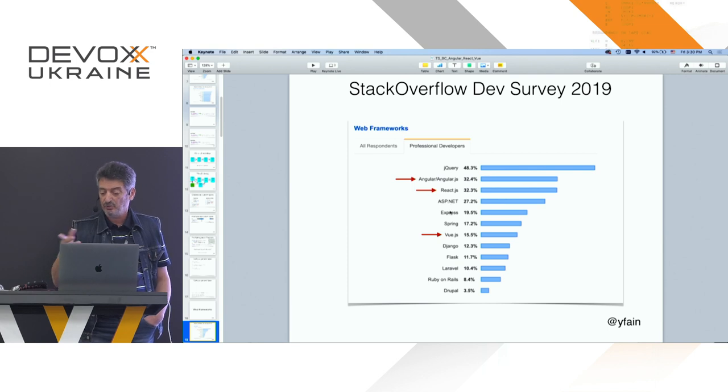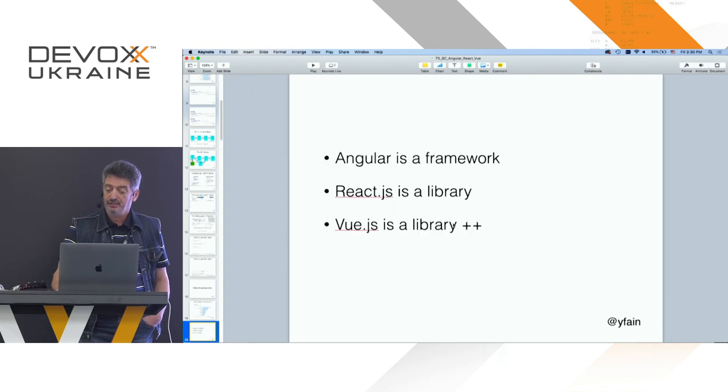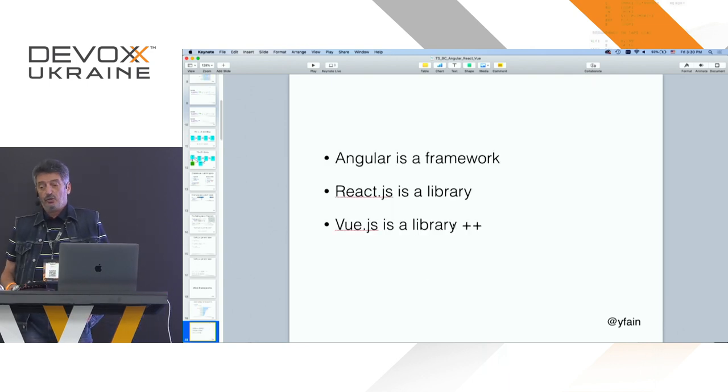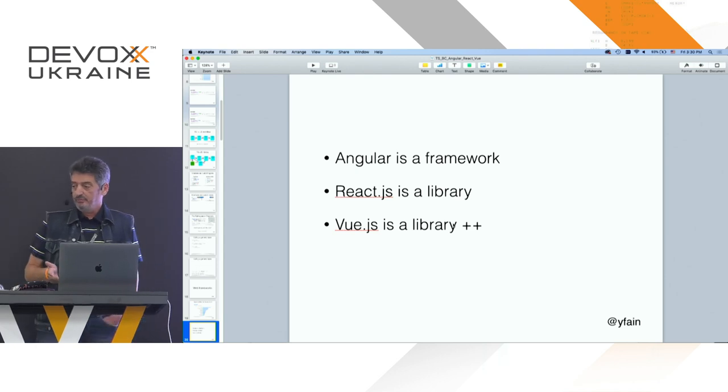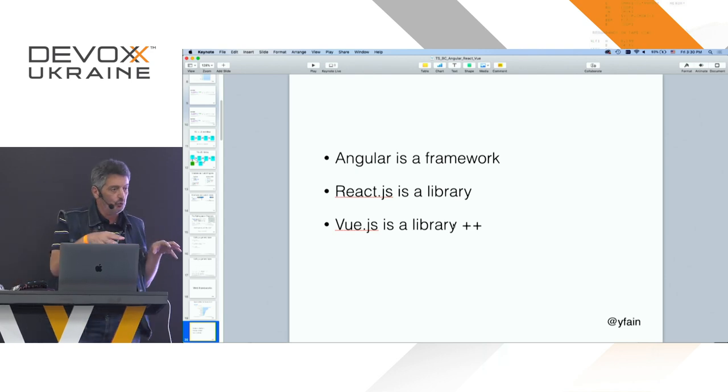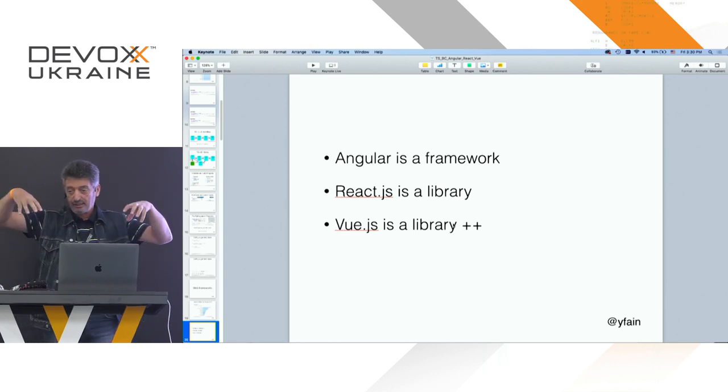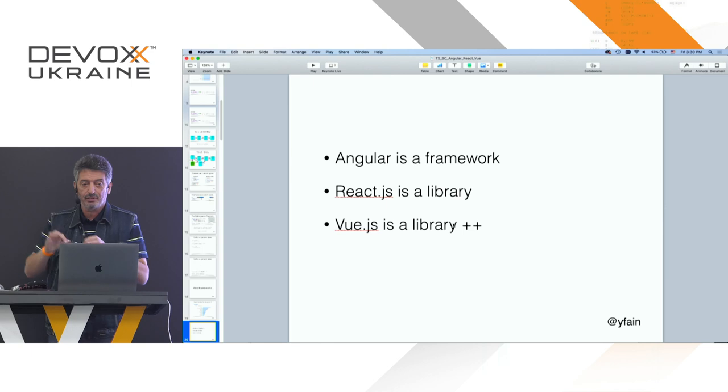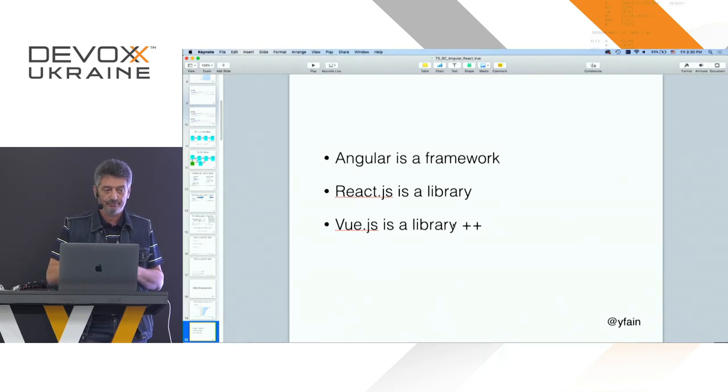Express, ASP.NET, we ignore. Spring is Java, of course, we don't ignore, but it's not exactly the best way to write front end these days. So we'll talk about the three that I highlighted. So Angular is a framework, meaning they tell you how to live in this environment, how to write code. They give you a structure as any framework, and within the structure you write pieces of code here and there.